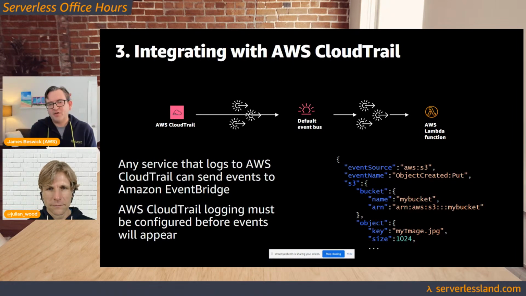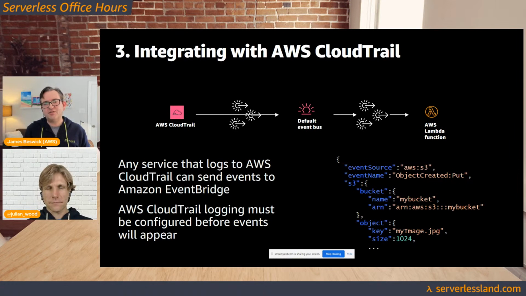So another thing to think about with EventBridge, it's really powerful, is it integrates with CloudTrail. Now, CloudTrail is a service that logs lots of events that are going through AWS. They can be anything from API calls to things in the data plane or the control plane. And you can really listen to lots of different things that are happening across different services.